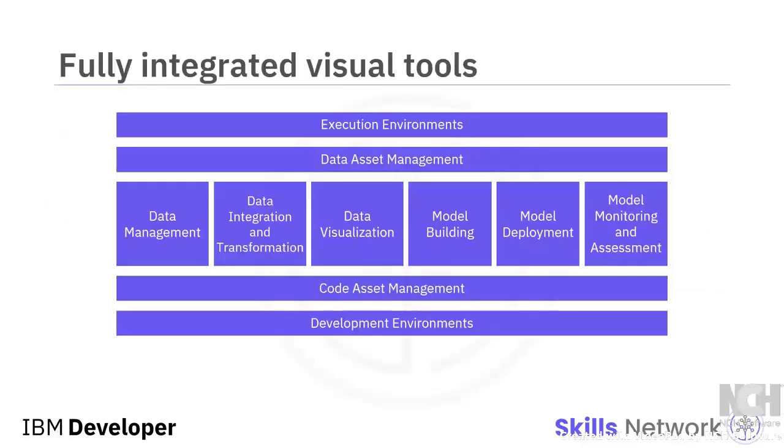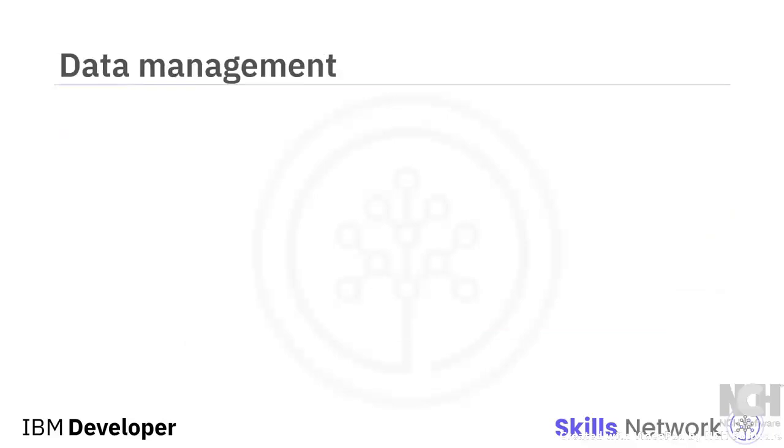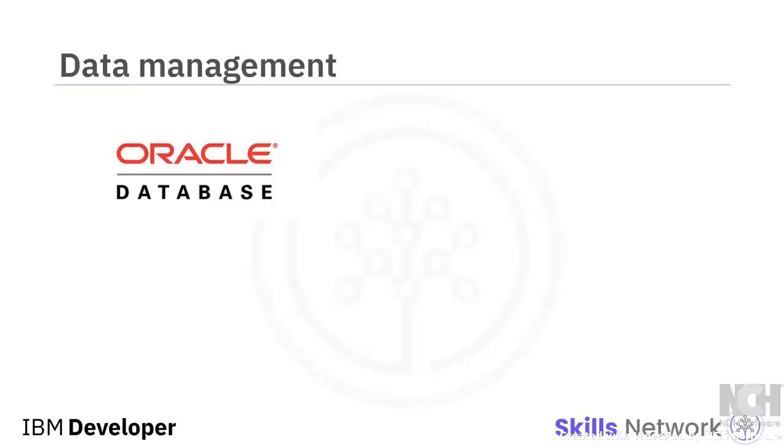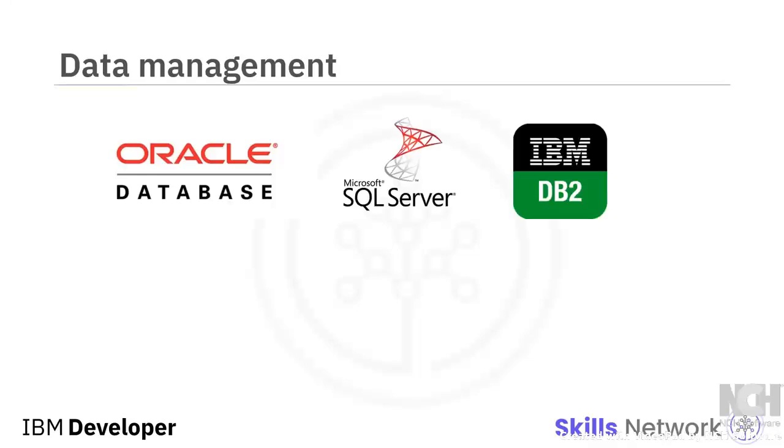Let's revisit the overview of different tool categories. In data management, most of the enterprise's relevant data is stored in an Oracle database, in Microsoft SQL Server, or an IBM DB2. Although open-source databases are coming to the forefront, these three data management products are considered industry standard and will be around for a while.